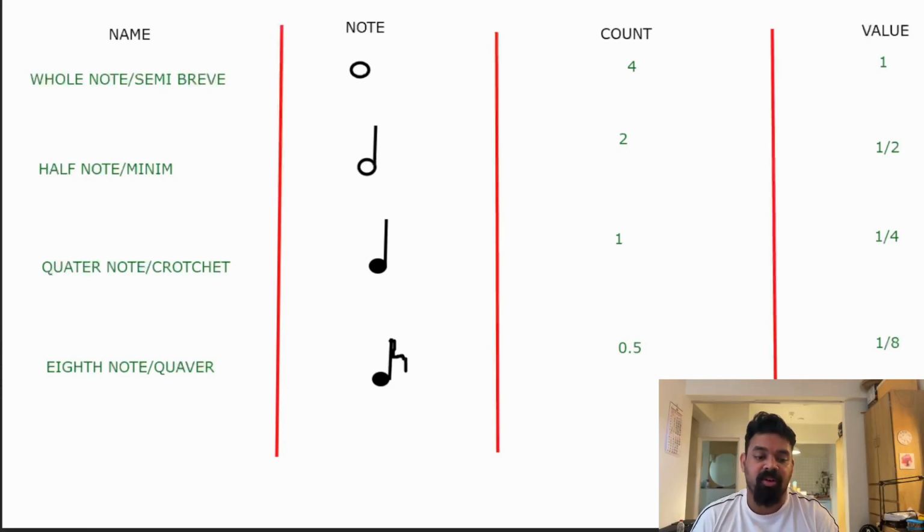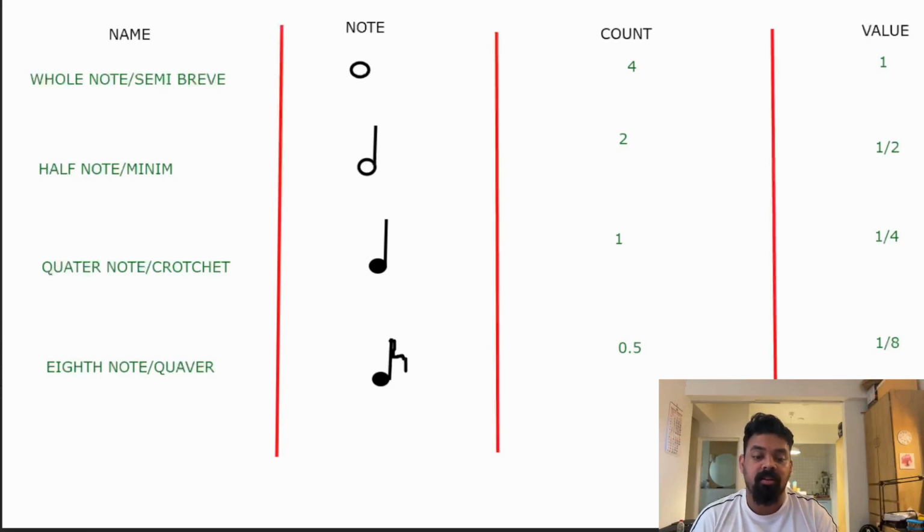So we have the table in front of us. We have four different notes that we're going to learn. There are many more notes we have to learn, but that will come later. Let's begin with these four because these are our basic notes. The first column is the name. There are two names for each note. Then the second column is our note, that's how the note is going to look. The third column is the counts for each note, and the fourth column is the value.